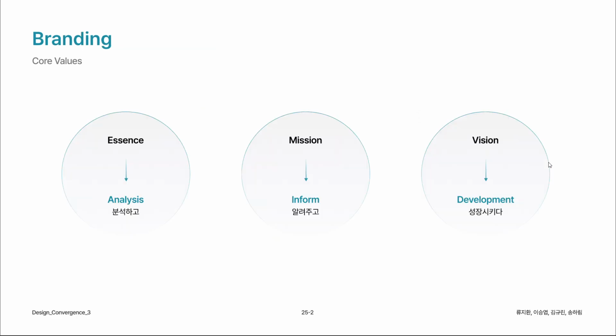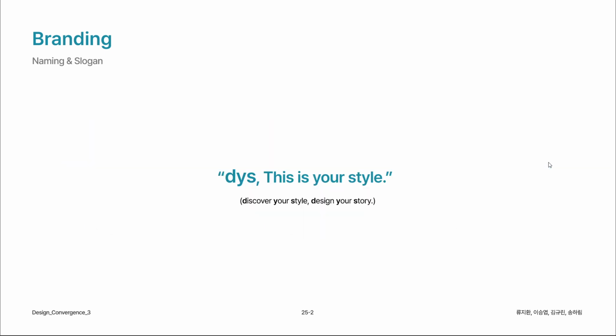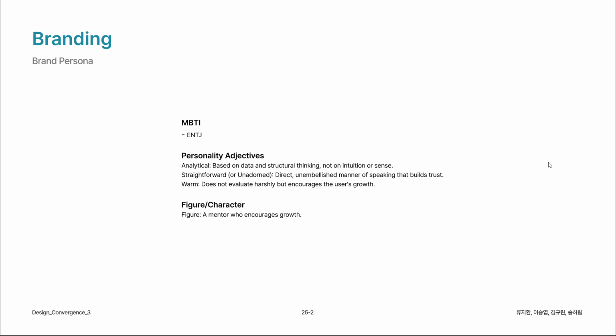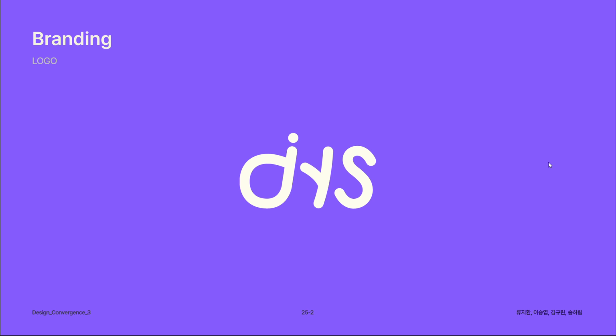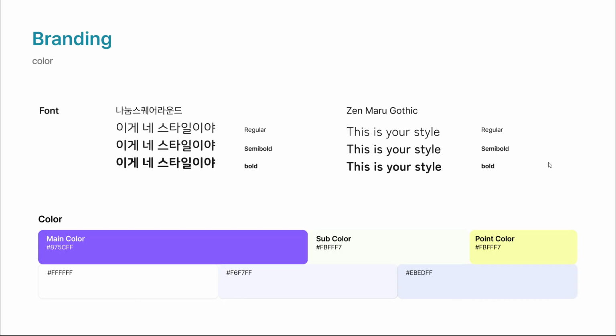Based on our 3 values: analysis, inform, and development, we created our brand name DYS HIS. It stands for This is Your Style, and our slogan is Discover Your Style, Design Your Story. Our brand's personality is that of a friendly mentor who encourages every designer to grow. And we visualized our 3 core values: define, days, and growth. After that, we made the logo like this, in branding design set in the system map.